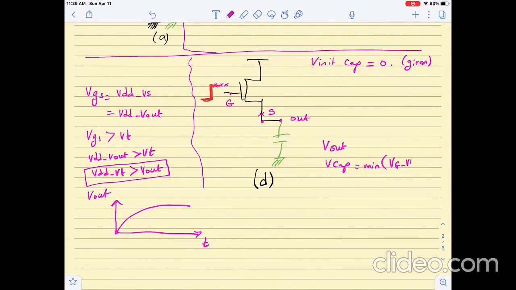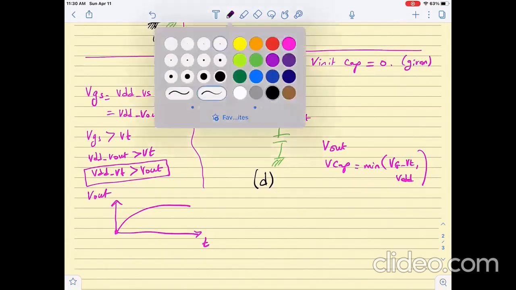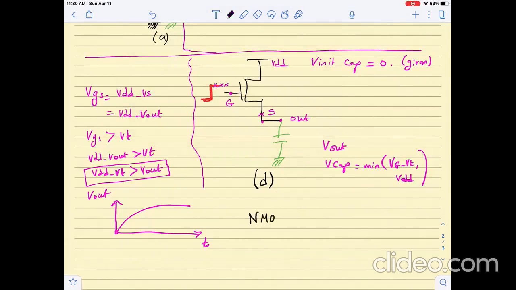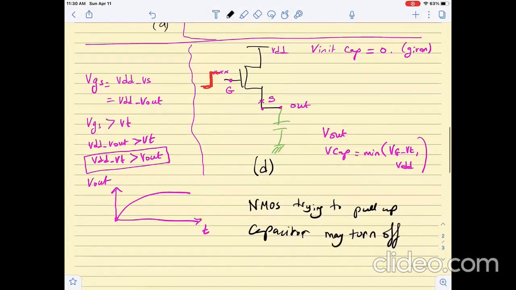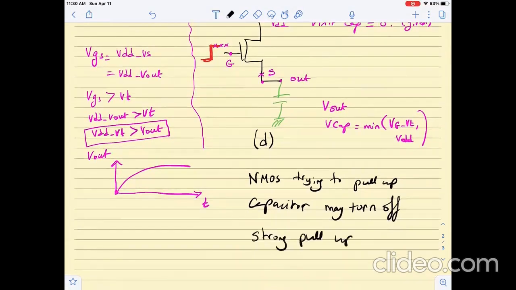Because if I put a voltage here higher than VDD, then I can reach up to VDD, else I will stop at Vg minus Vt. So if an NMOS is trying to pull up a node, the NMOS trying to pull up the capacitor will pull it up, but may turn off, right? It is not very strong. So it is not a strong pull-up device, which is why in CMOS we typically use the PMOS for pull-up.